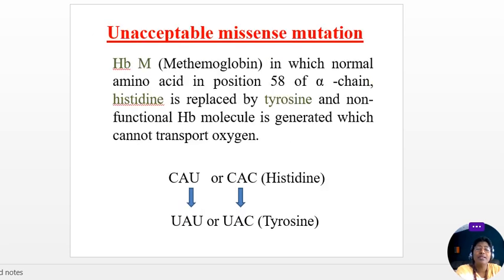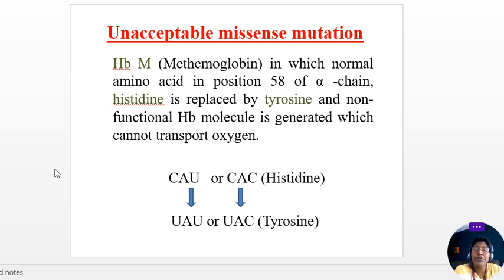And the third one is unacceptable missense mutation. In the unacceptable missense mutation, it is methemoglobin. This disease is caused by unacceptable missense mutation, in which the normal amino acid in the 58th position of the alpha chain of the hemoglobin is histidine.